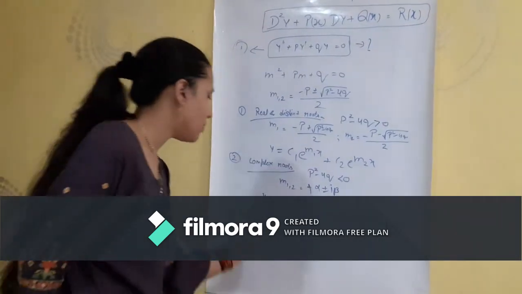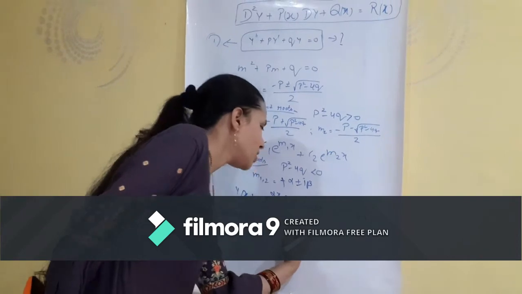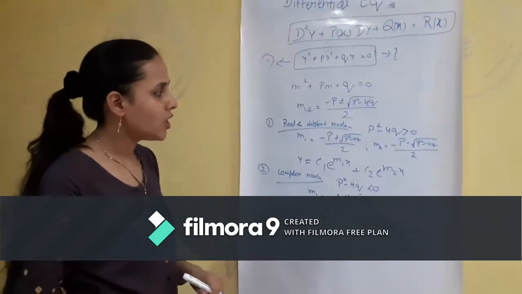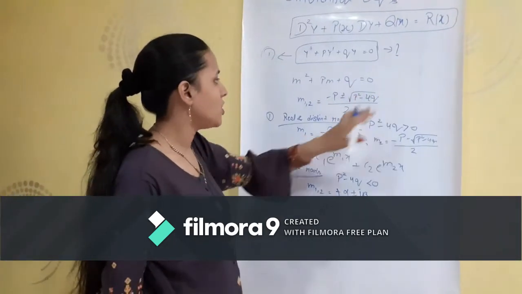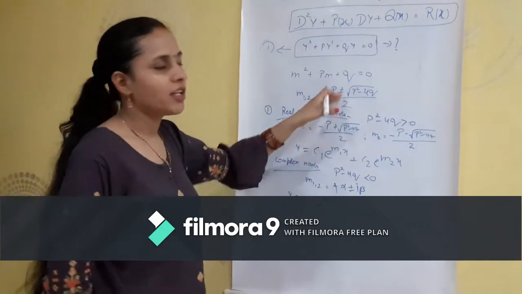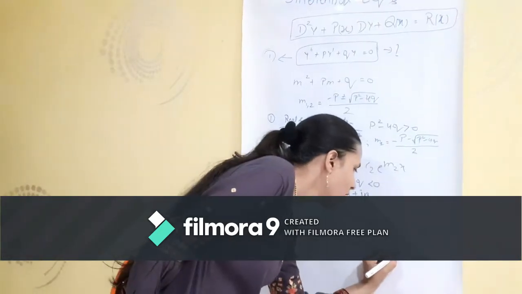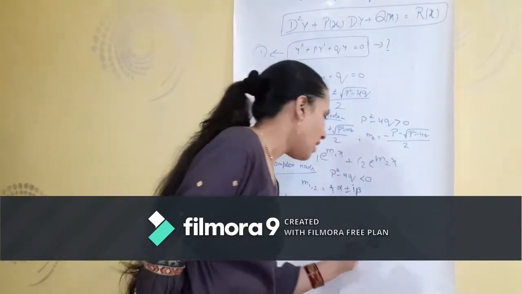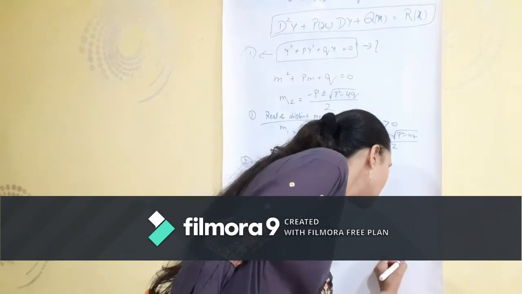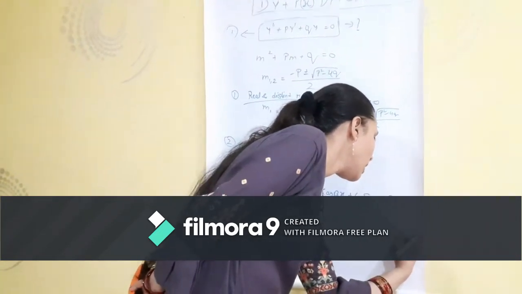Repeated roots. That means p squared minus 4q is equal to 0. When p squared minus 4q is equal to 0, then m1 and m2 are both equal to minus p by 2. That is only one root. That means we have only y1, so we have only one solution, y1 is equal to c1 e to the power m1x.